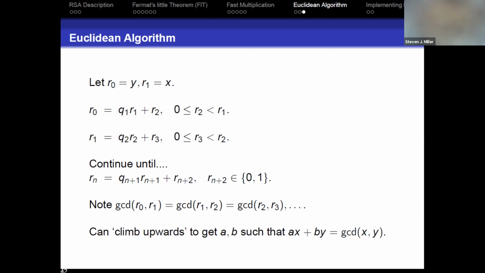I was told to have some homework problems. So here's a good homework problem. Take some numbers, run it all the way down, and then run it backwards and find out what are the a and b such that ax plus by is the GCD of x and y. So once you have all this, with a little bit of bookkeeping, you can actually run it backwards and get those values. And then we'll see in a moment why we want these numbers.